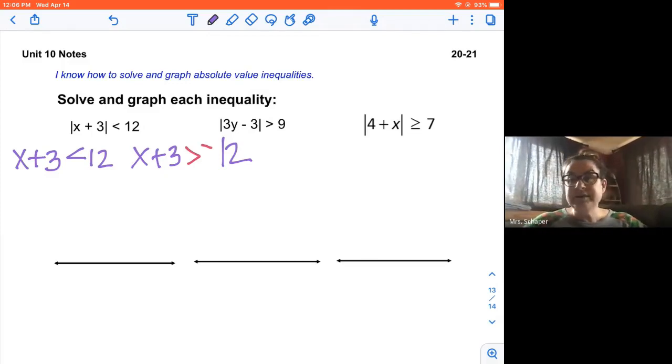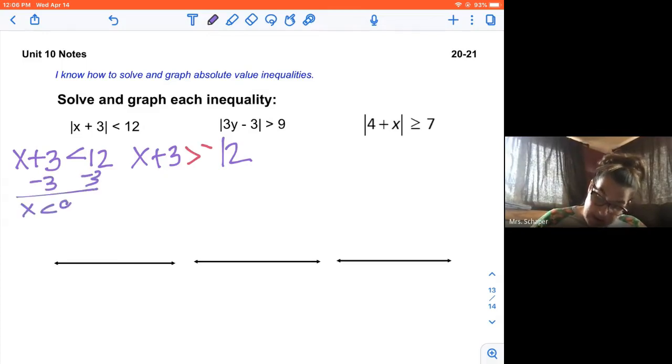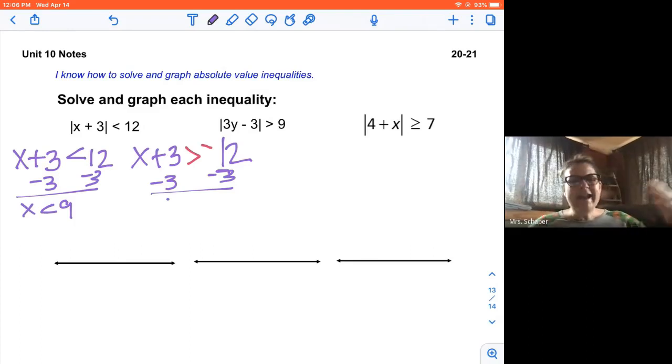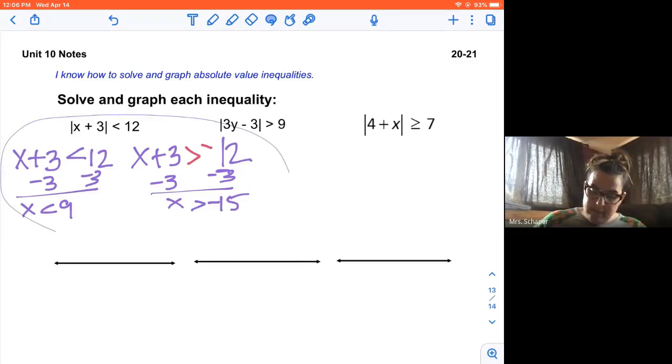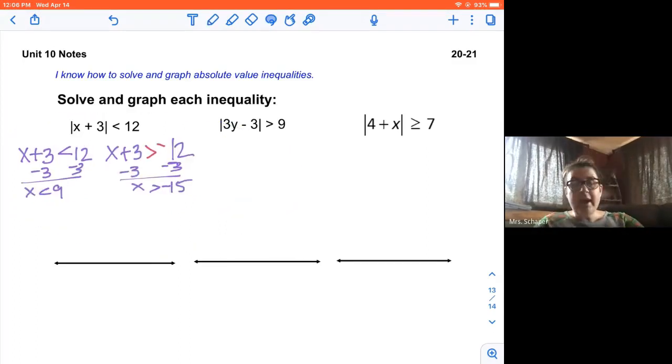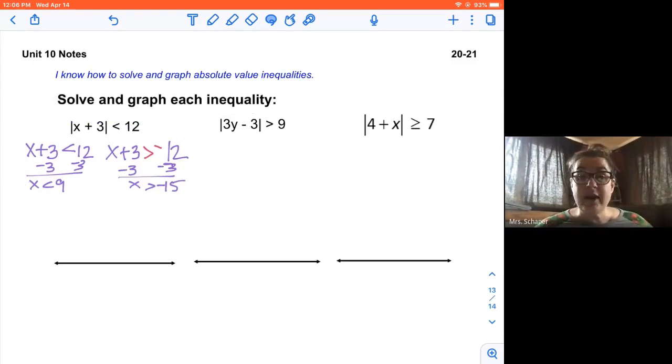Now we're going to go through and solve these two inequalities. I'm going to subtract 3, so x is less than 9. I'm going to subtract 3, so x is greater than negative 15. Again, computation is really important in this piece. We really want to pay attention to how we're adding and subtracting and make sure that those numbers fit. My first step was to make sure the absolute value symbol was alone. The second step was to make sure that I had my two inequalities and solved them down.